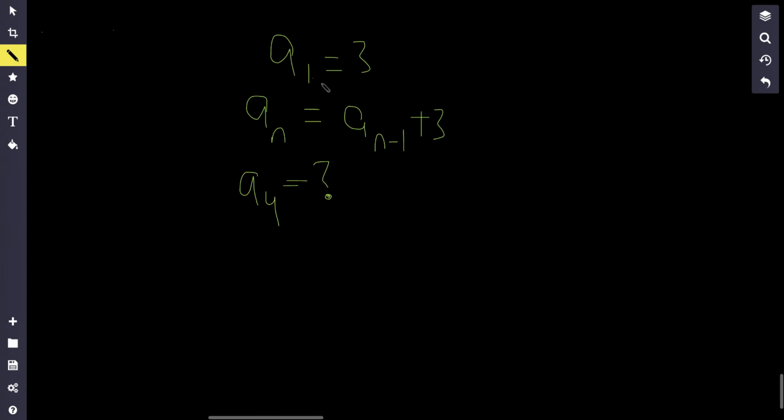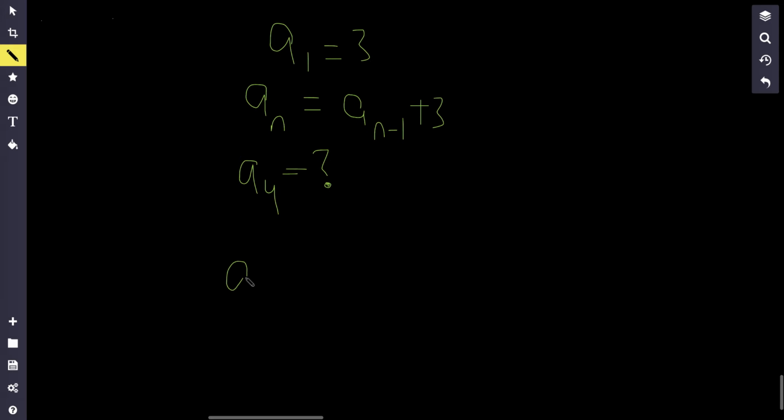Well, let's start doing the math. If I know my first term is equal to 3, in order to find a sub 2, this is just going to be equal to a sub 2 minus 1 plus 3, because if I want to find a sub 2, everywhere we see an n, we replace it with a 2. A sub 2 minus 1 is equal to a sub 1, and a sub 1 is equal to 3. So 3 plus 3 gives me 6.